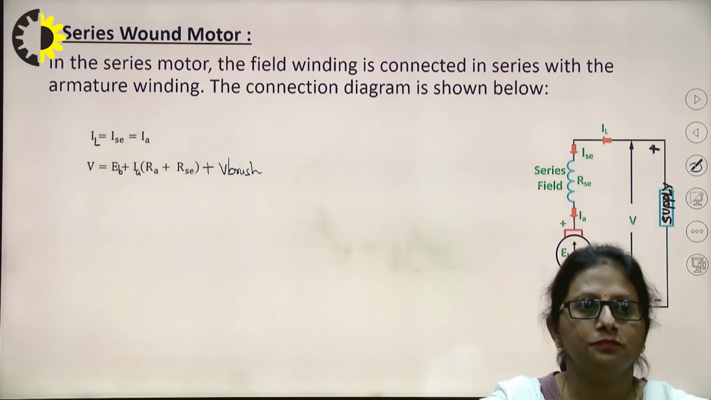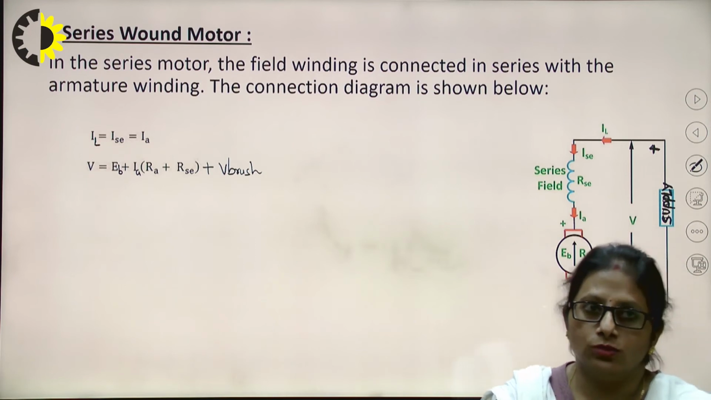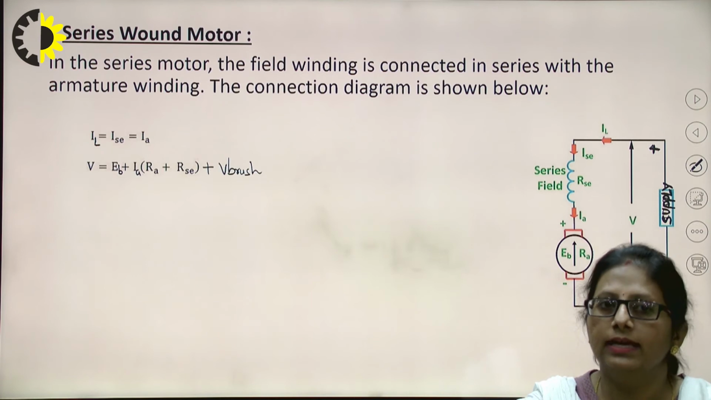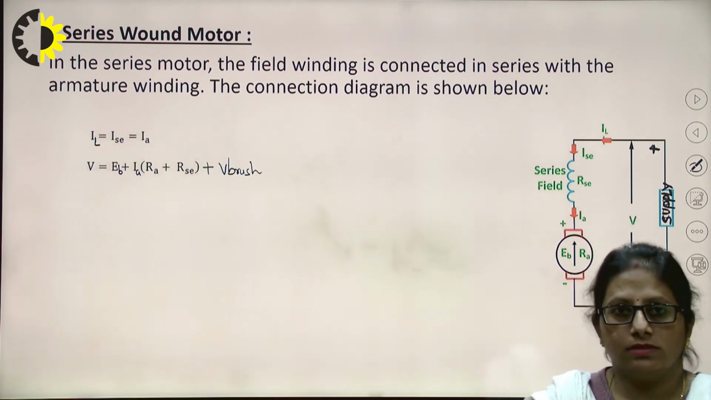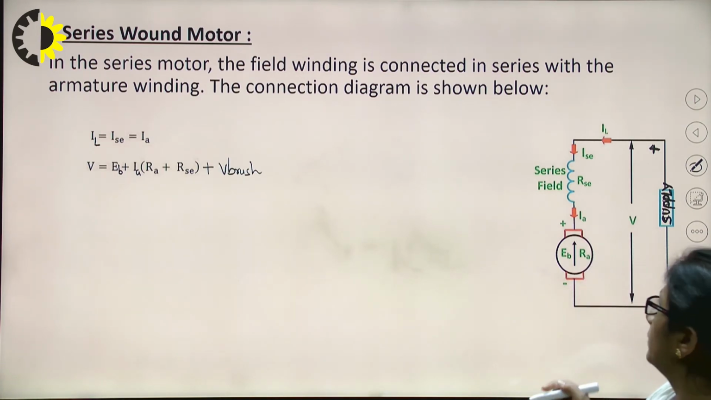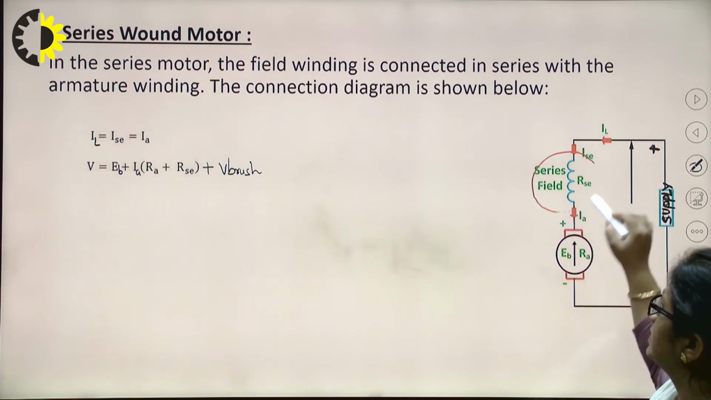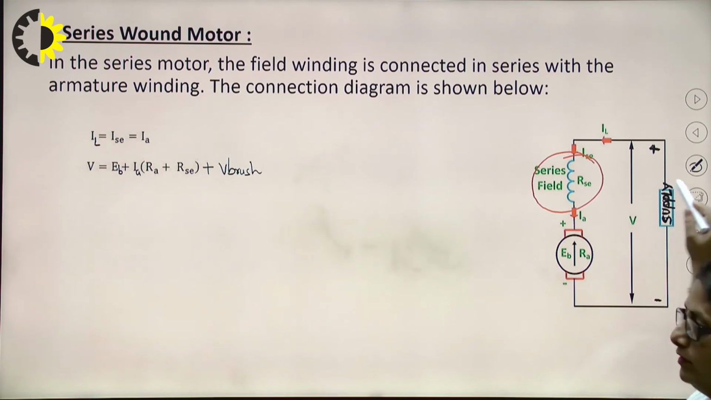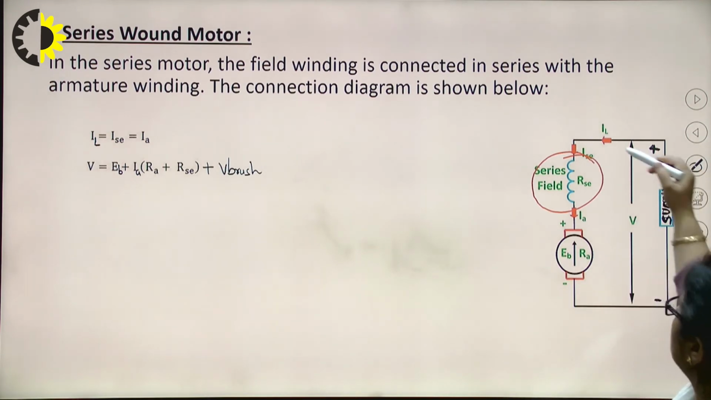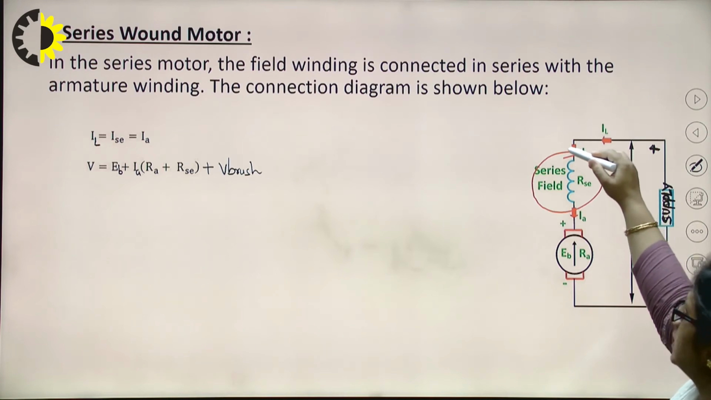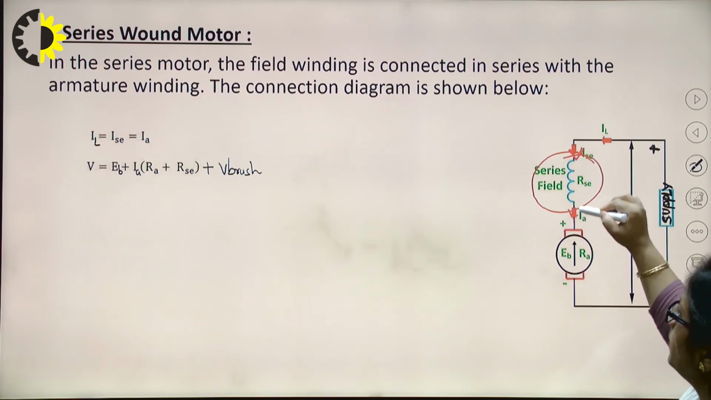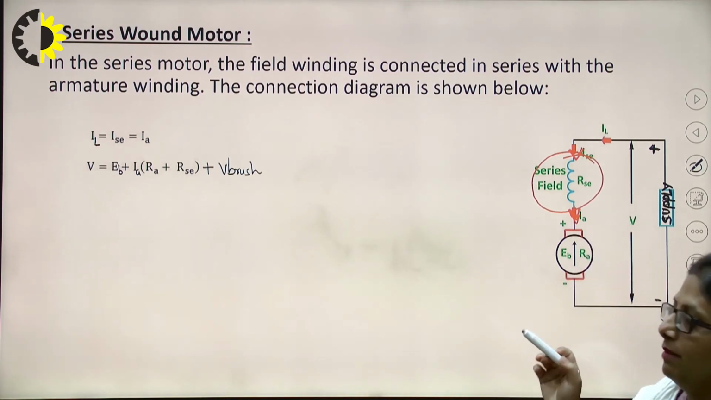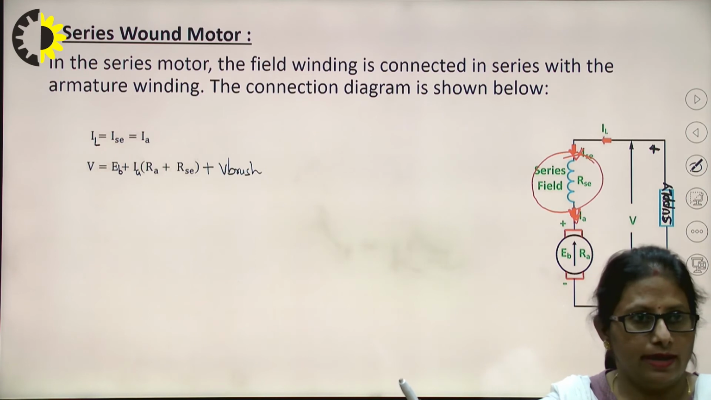Now for a series wound motor, right? In this motor, the field winding is connected in series with the armature winding. The connection diagram is shown over here. In this case, obviously, the winding is connected in series with the armature, right? This is the supply being given. In this case, this is the line current, Isc the series field winding current, and the armature current. All the three are the same. I'm having the same loop, right? So all of the three are the same. IL is equal to Isc is equal to Ia.